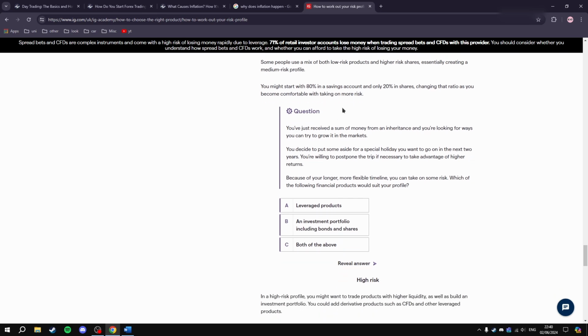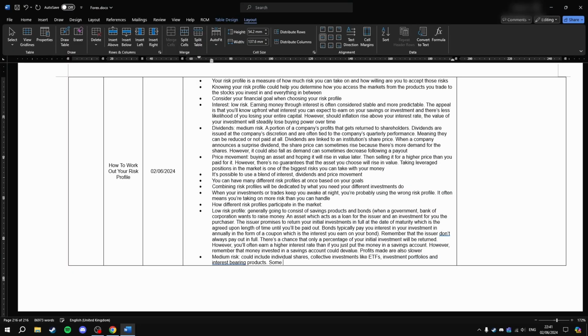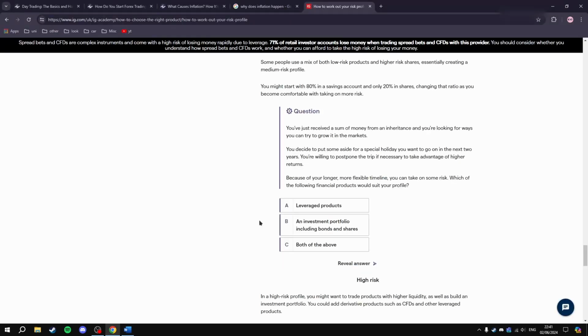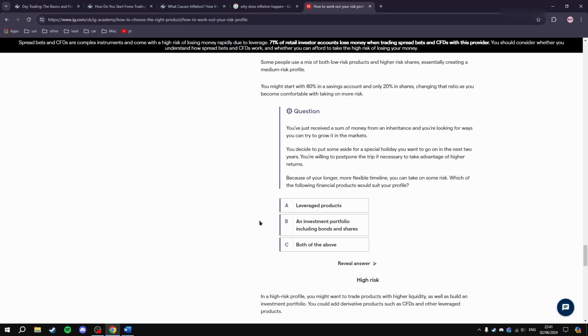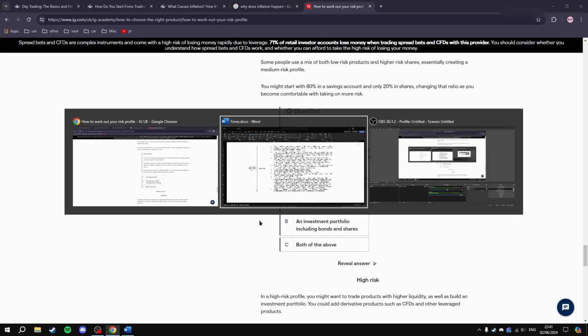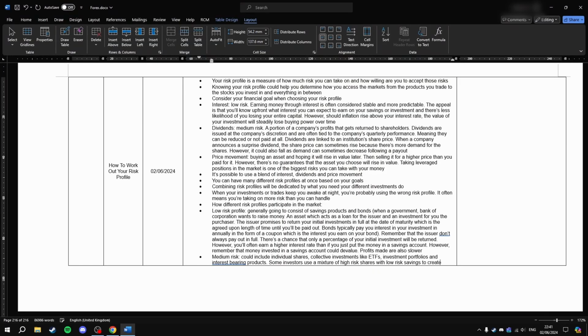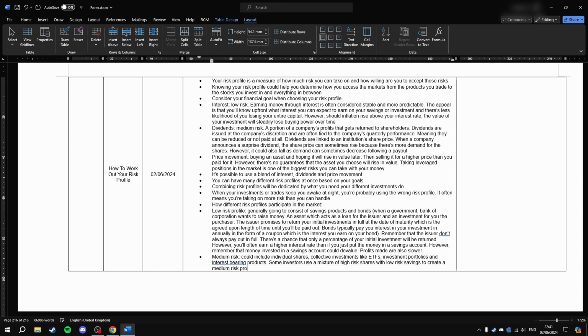Some people use a mix of both low-risk products and high-risk shares, essentially creating a medium risk profile. You might start with 80% in a savings account, only 20% in shares, changing that ratio as you become comfortable with taking on more risk. Some investors use a mixture of high-risk shares with low-risk savings to create a medium risk profile.